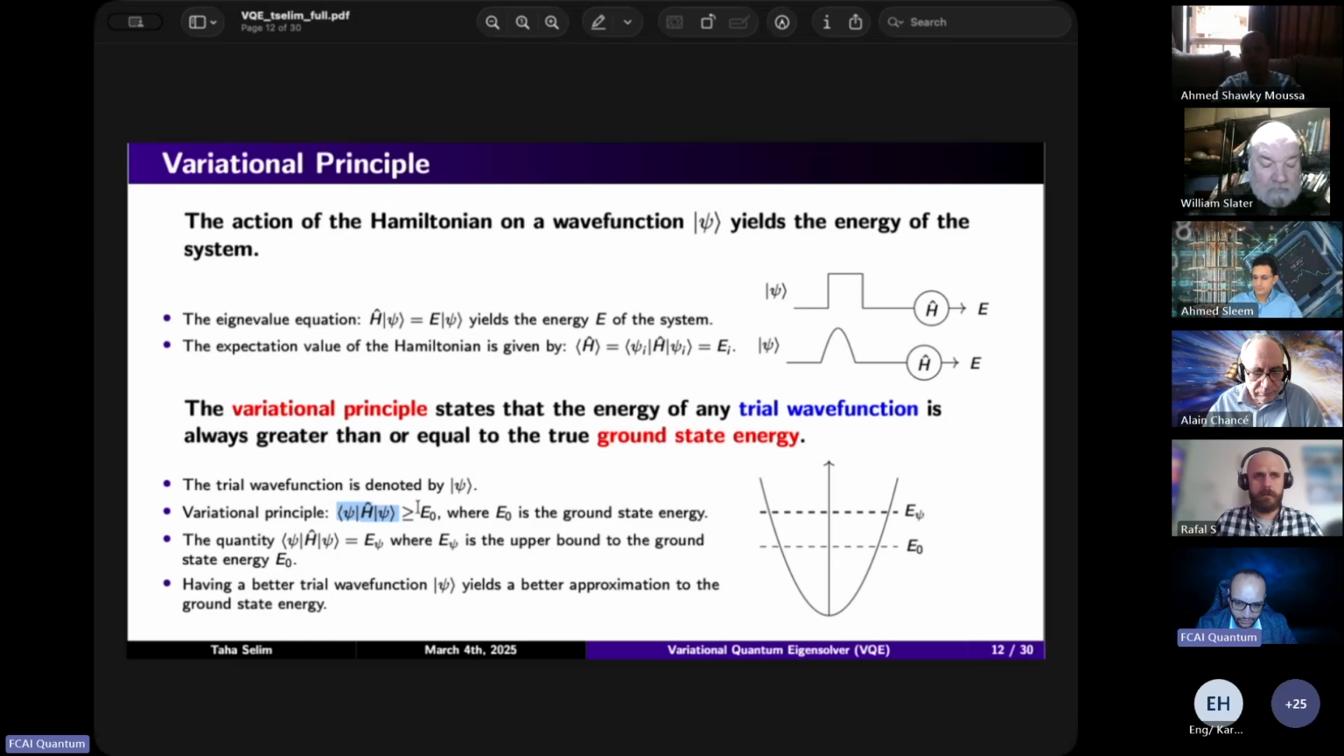So pay attention to that. This one is the actual ground state. So what we compute is the upper limit of this ground state, this E0. So our aim is whenever we vary this trial wave function, we keep varying it until we arrive at this energy corresponding to the ground state.